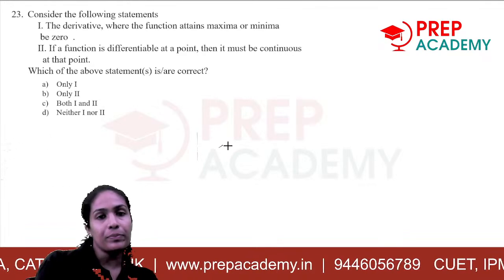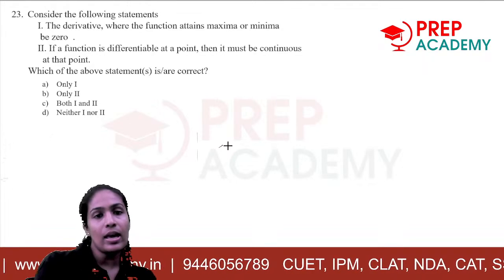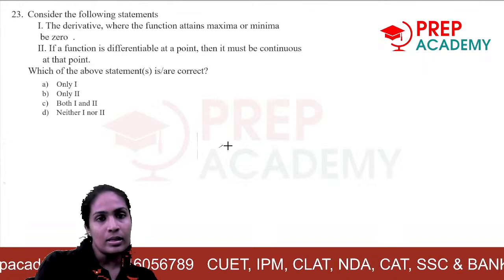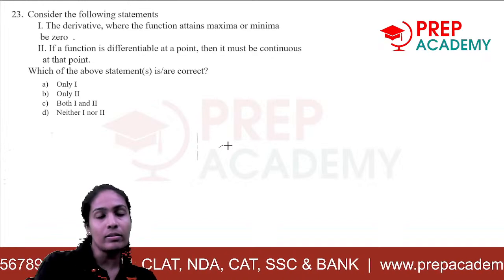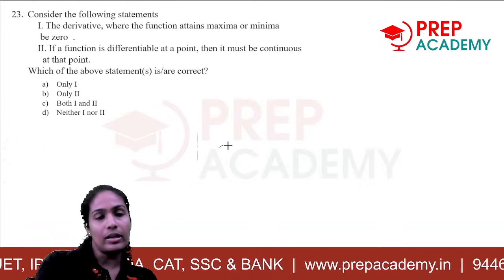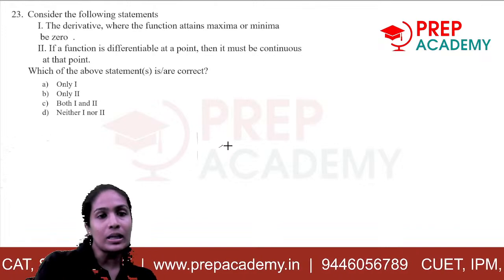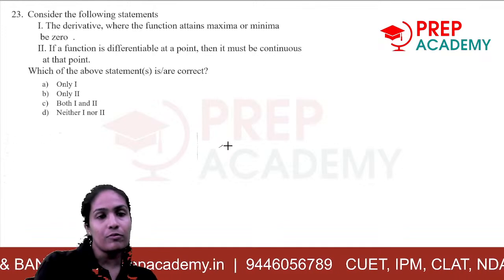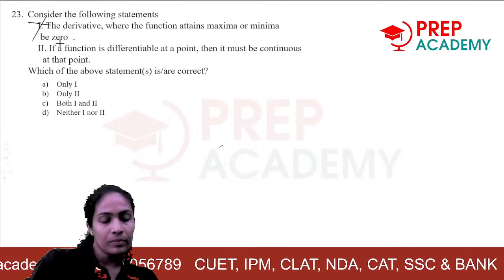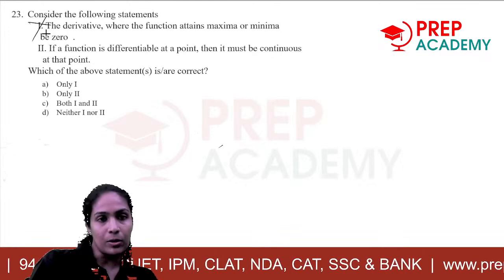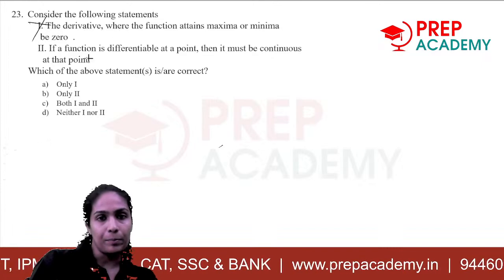According to the definition, a function attains minima if the second derivative is greater than 0, and maxima if the second derivative is less than 0. If the derivative is equal to 0, that means that point is a critical point. So the first statement is not correct, because the derivative attains 0 at the critical point.